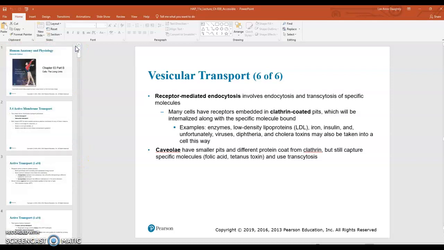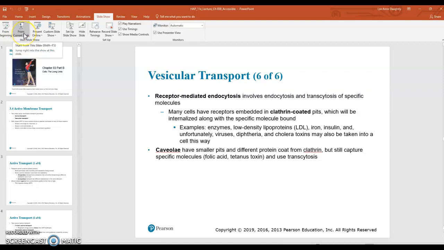These are the lecture notes for Chapter 3 and its slide set B, or Part B of the slideshow. And we are still talking about transport across the plasma membrane.